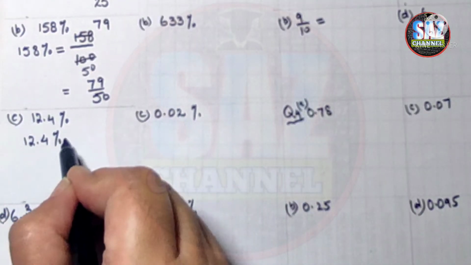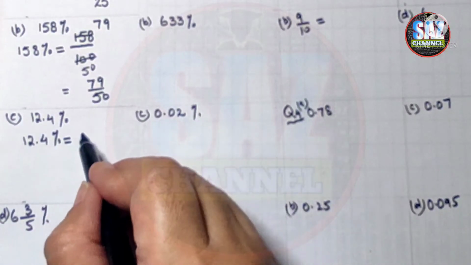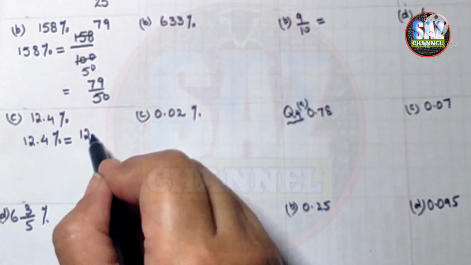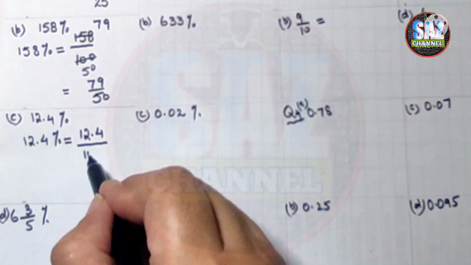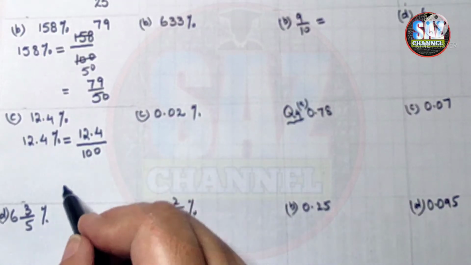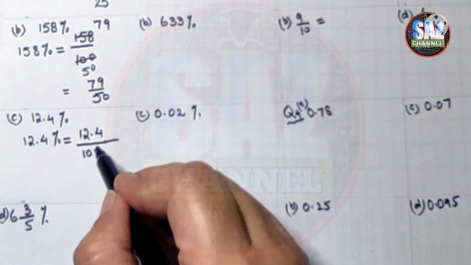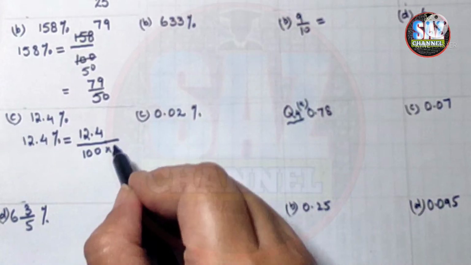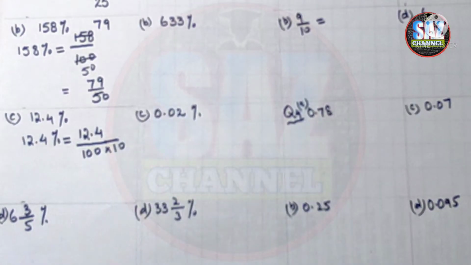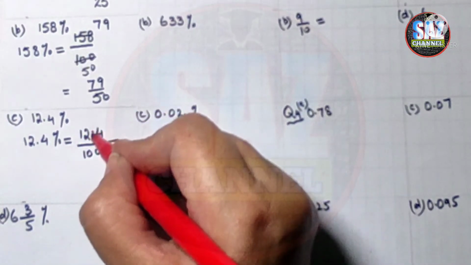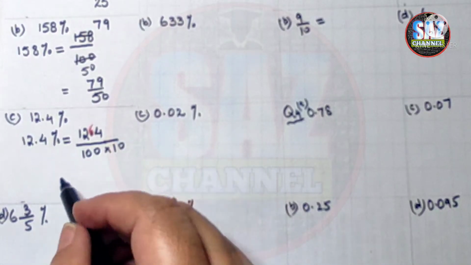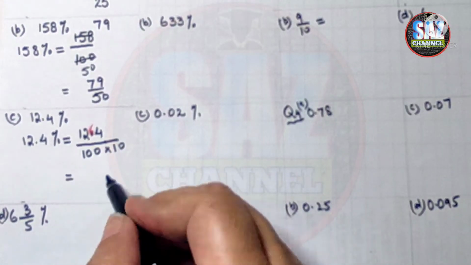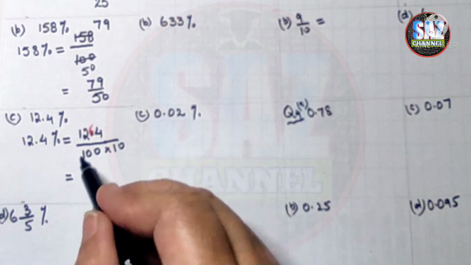12.4%. What to do? One thing is that we have to remove this percentage sign. For that purpose, I will be dividing it by 100. And then we have to remove the decimal as well. So this will become 10, and I have to show the removal of decimal as well. My students also have to develop this habit, and I will be left with 124 by 1000.